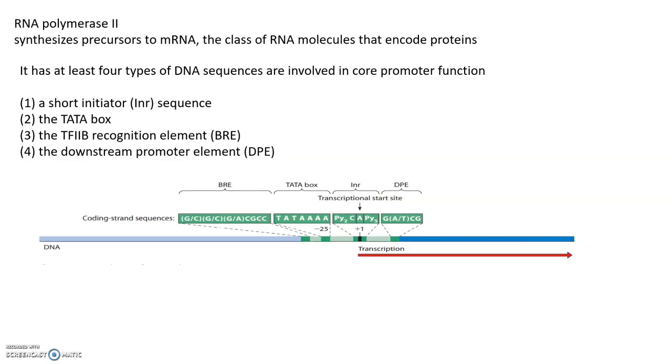Another type of RNA polymerase is RNA polymerase 2, found in the nucleoplasm, and it is responsible for the synthesis of precursor mRNA, which is the class of RNA molecules that encode proteins. This RNA polymerase 2 has 4 types of DNA sequences in its promoter region: a short initiator sequence, the TATA box, the transcription factor 2B recognition element, also designated as BRE, and another type of promoter region, the downstream promoter element.